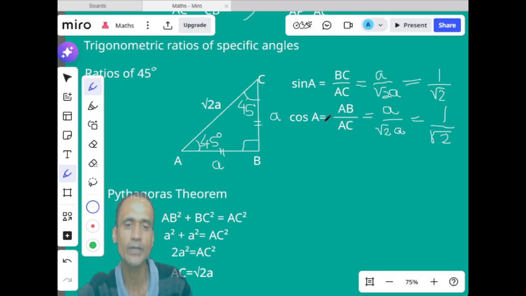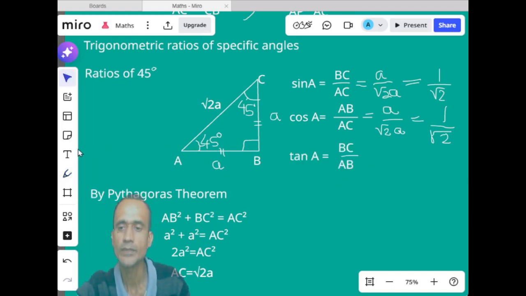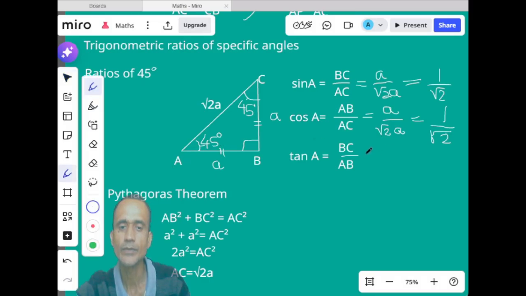So similarly we can find out the value of tan, cot, sec and cosec. So let us find out the value of tan A. So it will be equal to BC is A and AB is also A. So the value of tan A will be 1. And other ratios, you know that other ratios are just the reciprocal of these ratios. So from this we can easily find out the other ratios.